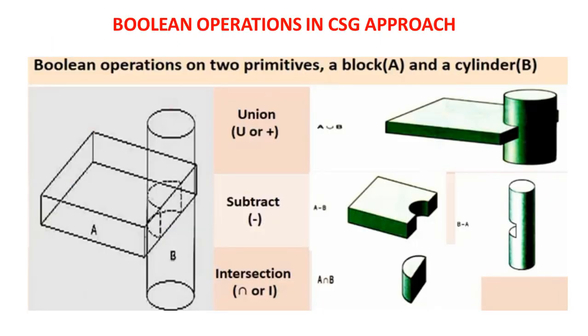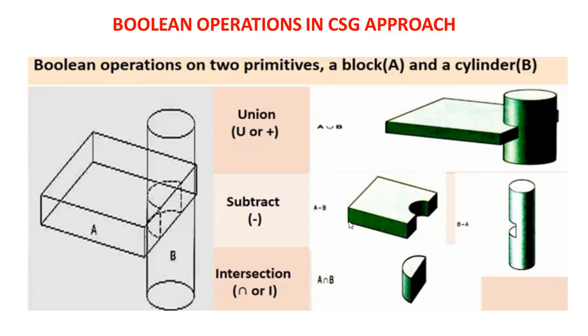Here you can observe some Boolean operations on two primitives. It consists of a block, shown by A, and a cylinder, B. We have taken two primitives, block A and cylinder B, and we perform Boolean operations like A union B, or you can say A plus B, subtraction A minus B or B minus A, and A intersection B, and we will see the results. When you perform A union B, or A plus B, you can observe such a structure, such an object will appear.